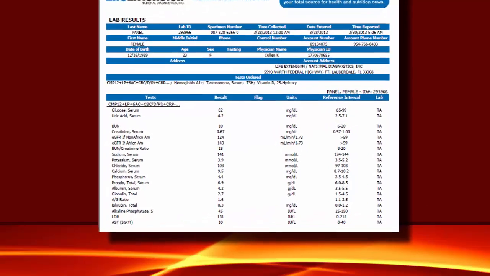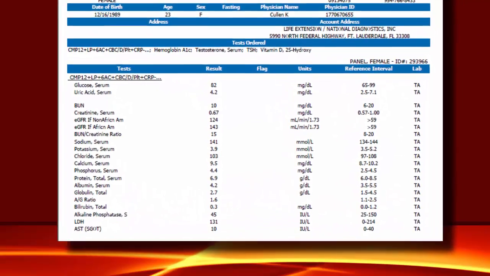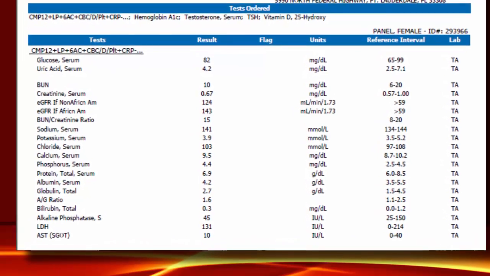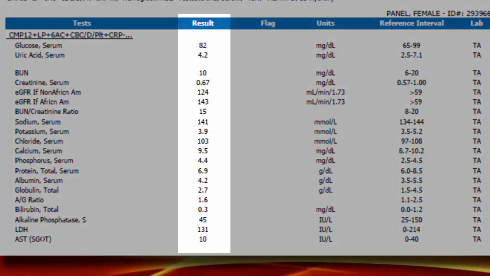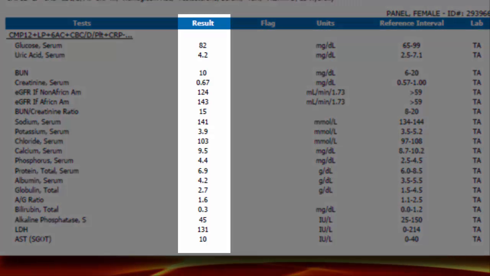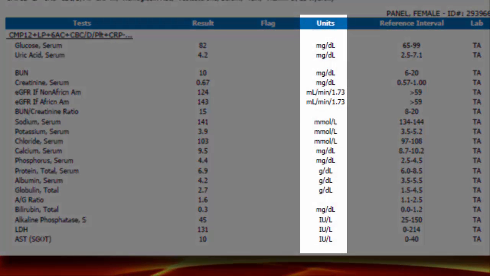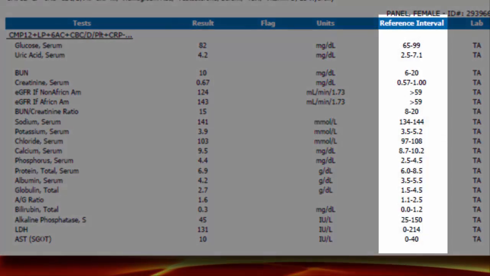Now don't get too hung up over the details here. You will not be tested on how to analyze a blood test. I just want to expose you to some of the terminology and give you an idea of how revealing a blood test can be. In this column, we see the values for the actual test results. This column is showing the units of measure, and this column is showing the normal values or acceptable ranges.